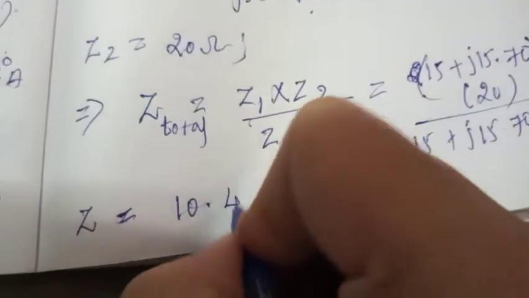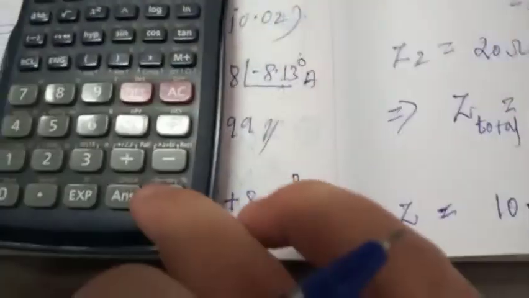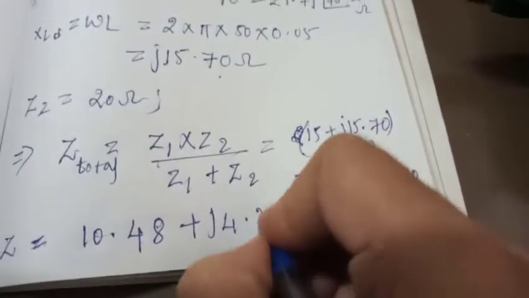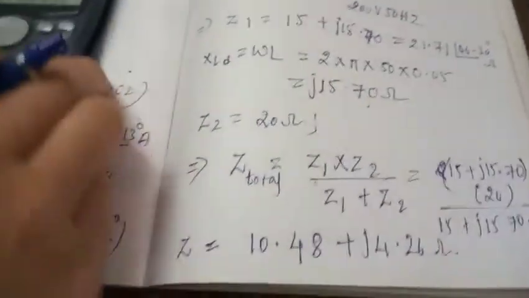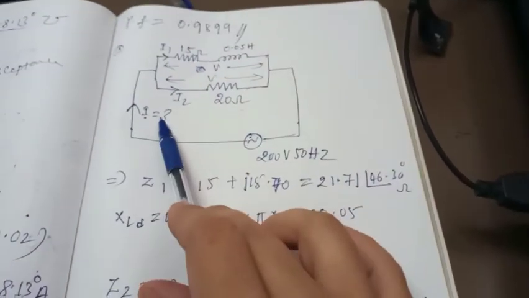It will come around 10.48. What is the imaginary part? Shift, it is equal to 4.26. So 10.48 plus j4.26 ohms. Now this is the equivalent impedance. So if I have the equivalent impedance of this complete circuit, then it is easy to calculate the main current, or the total current I.